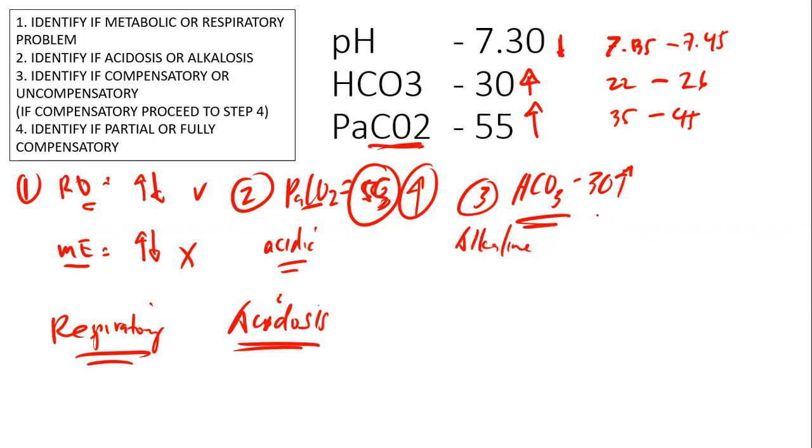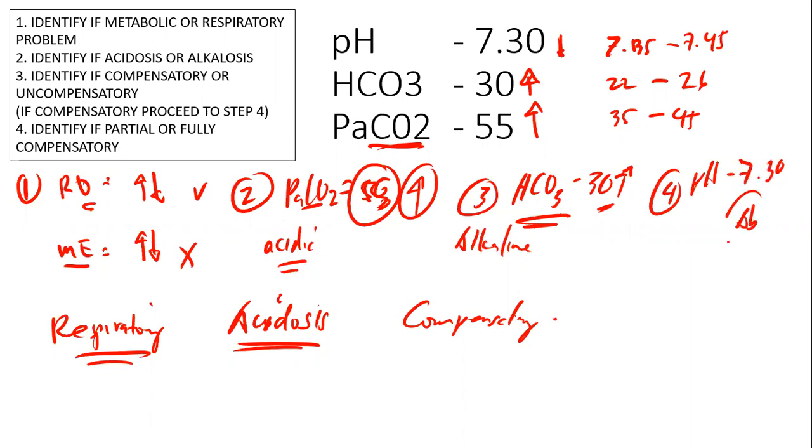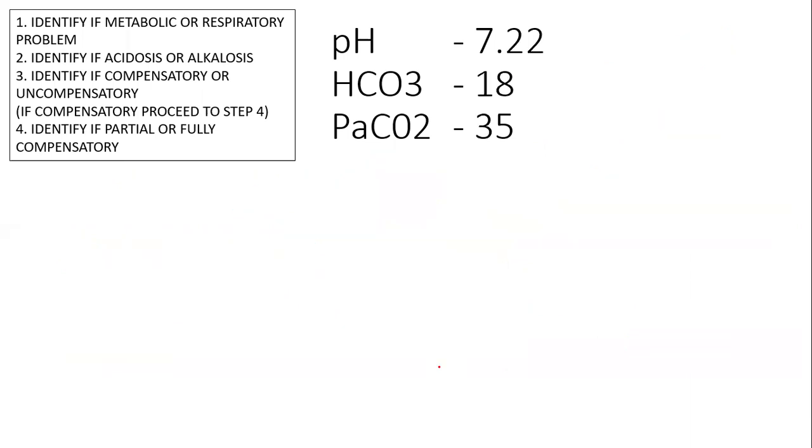So marami tayong bicarb, therefore your kidney is trying to be alkaline. So again, it is compensatory. And next, number 4, pH. What's your pH? 7.30. It's abnormal, therefore this is partial. All right, did you get the correct answer? Respiratory acidosis, partial compensatory.